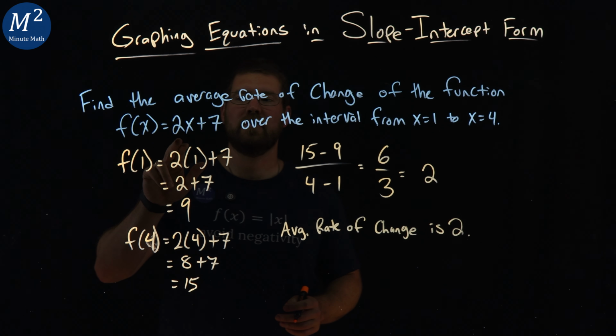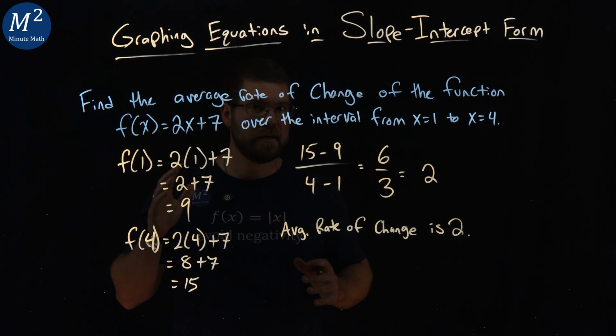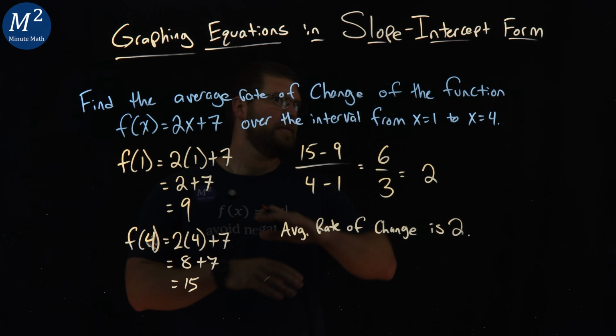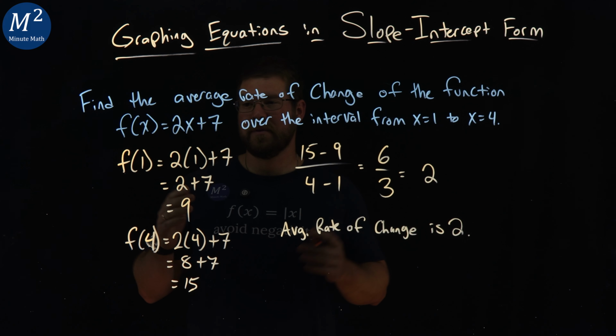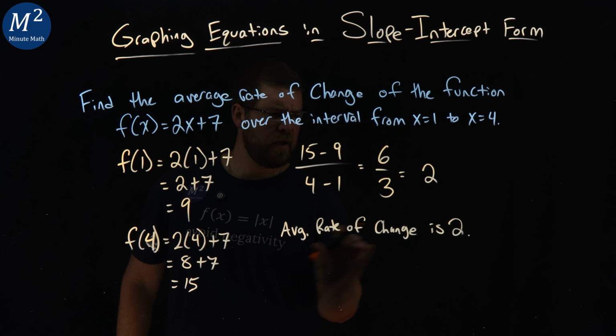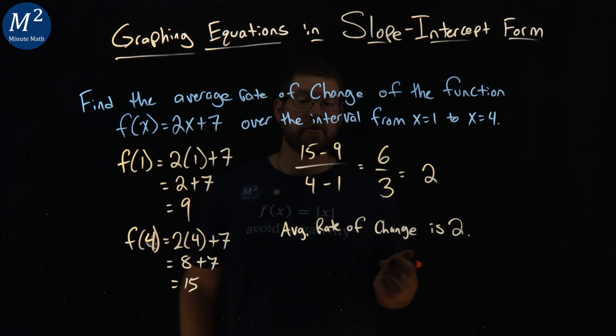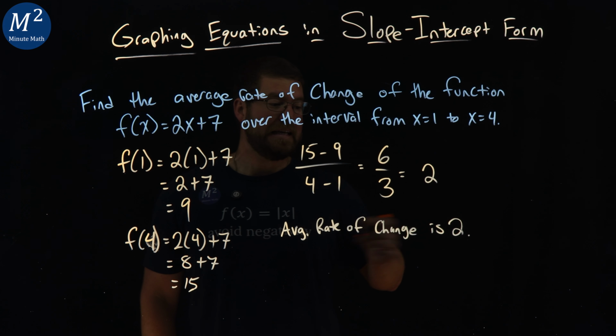Now notice it's the same as our slope here. They're connected here. It won't always be that because, well, with linear lines it will be, but later on it won't, because we have more lines to learn besides just a linear line. But it's good to go through this process to find that average rate of change. So the average rate of change of our function is 2.